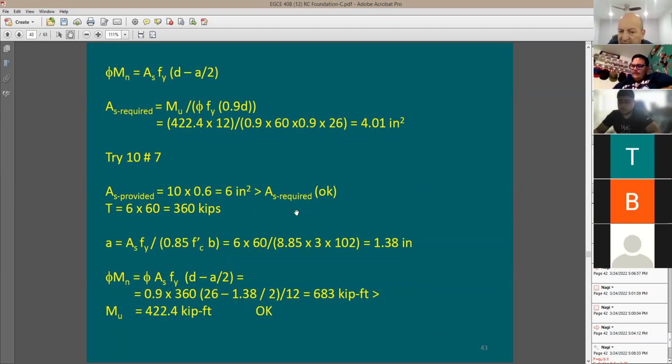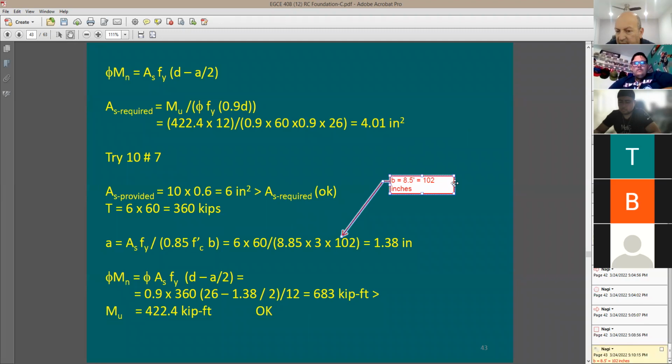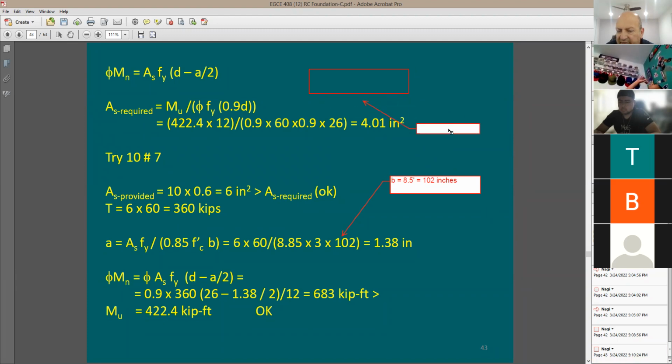Look at the b value here. It's going to be this 8.5 feet. So I can write here, b is going to be 8.5 feet, right? Which means 102 inches. The entire width of the footing. Meaning your footing is going to be like this, and this width is going to be 8.5. When I take this section, I say this is here 8.5 feet.